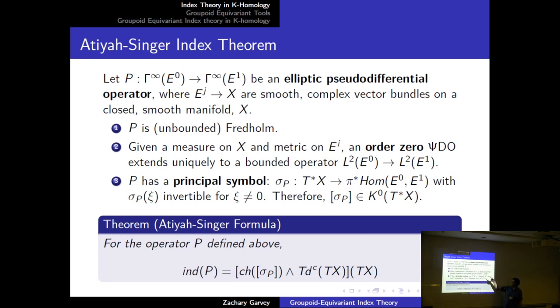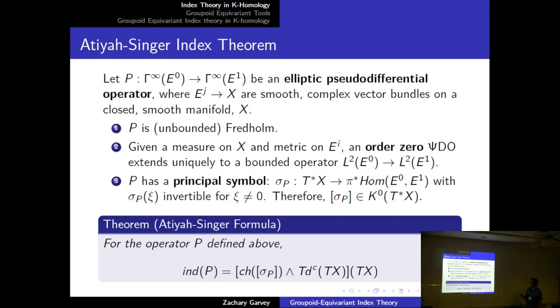So normally we take in smooth sections of a bundle, and the operator differentiates them in some way, and we get smooth sections of another bundle. But if it's order 0, it's actually just a bounded operator, and it can extend to L2 uniquely. So most people just assume order 0 for simplicity.